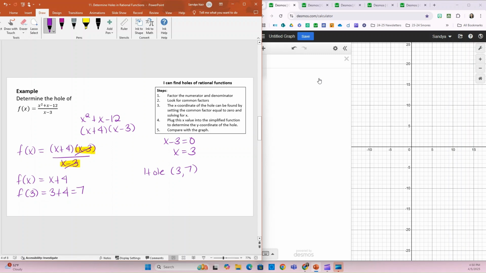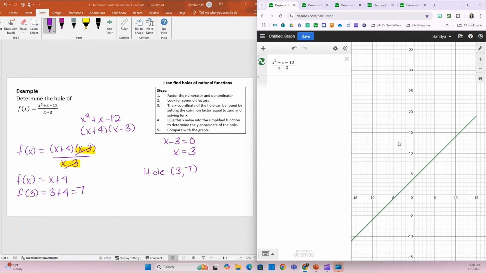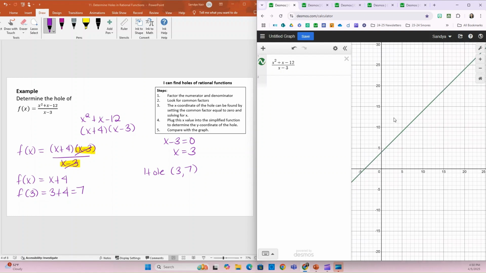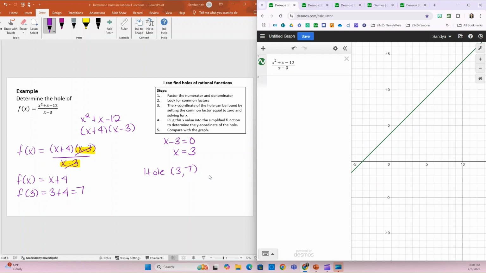Let's go to Desmos and see how you can identify the hole when looking at the graph. I'm going to set up my fraction and then type in my rational expression. If you look at this graph, you don't see a hole. That's what's a little strange about Desmos. What you actually have to do is go find the point (3, 7). I'm going to trace along my graph. See how that point is always going to be a solid circle that's all filled in. And then when I get to 3, notice how that circle will change.